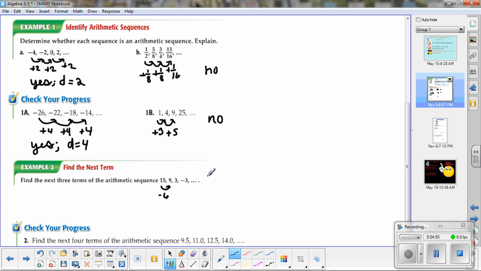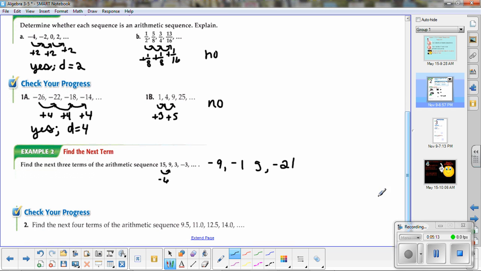So to get to the next 3 terms, we want to go down 6 from -3, which is going to get us to -9. And then down 6 more is going to be -15. And then down 6 more is going to be -21. You can pause the video and try the next one on your own.